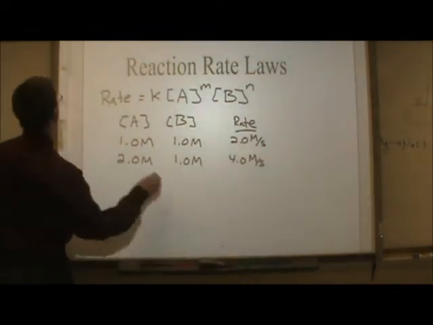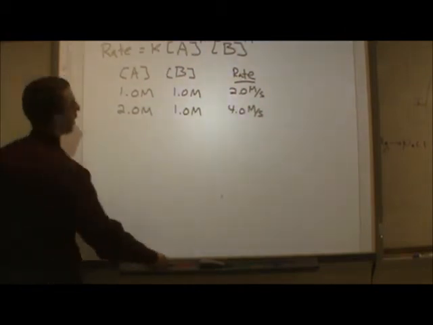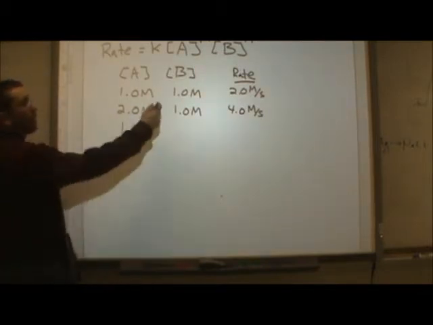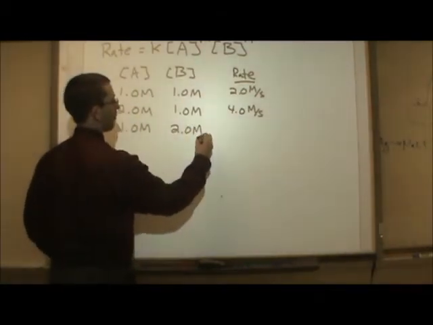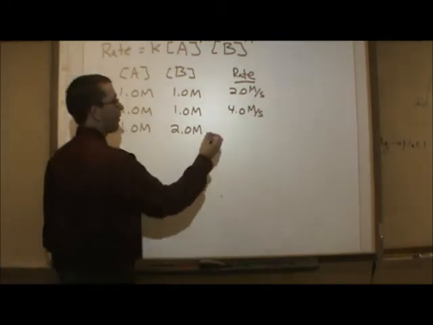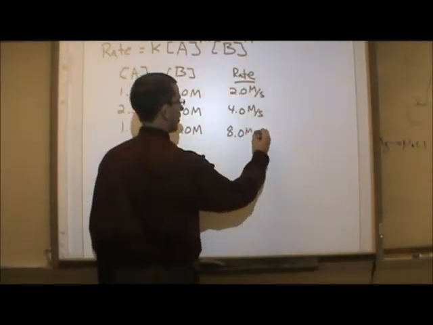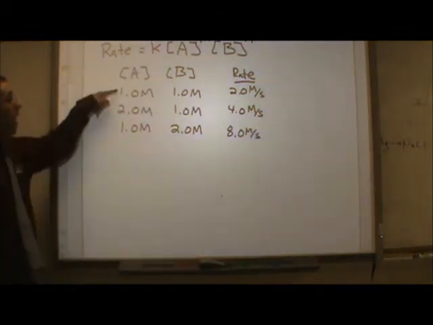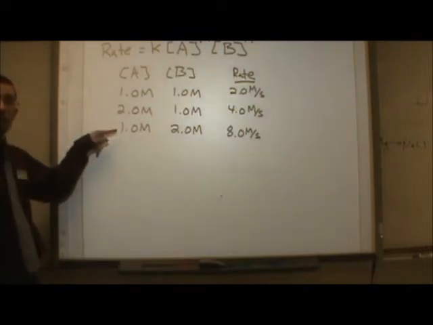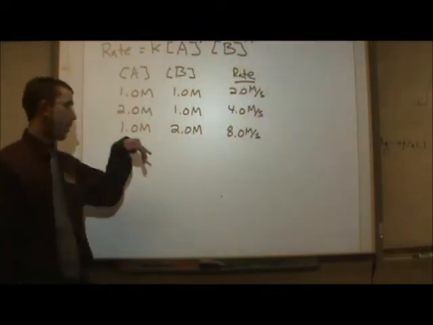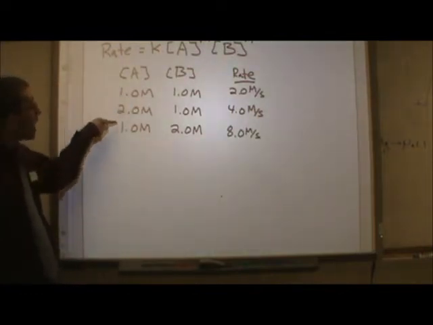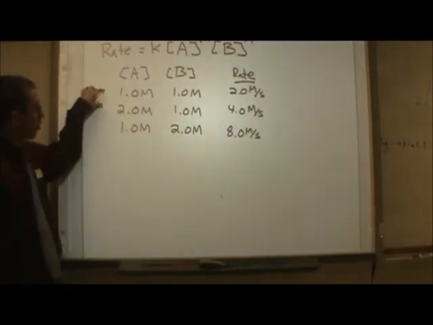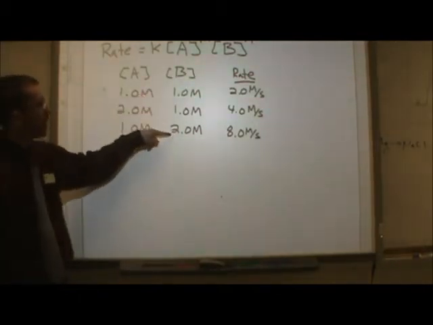Let's continue on a little bit here. Let's take A back to being just 1.00 molar, and let's double B this time. And let's say that when we did this, the rate was 8.0 molarity per second. I'm going to compare trial 1 to trial 3 now. It does not matter which order you compare in. You can compare any trial to any trial. But I want A to stay the same because I just want to look at what happens when B doubles. So compare trial 1 and trial 3. A stays the same, B doubles.